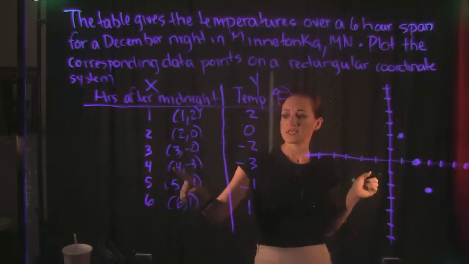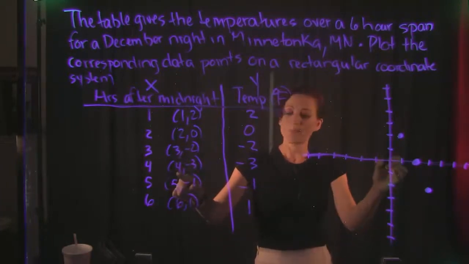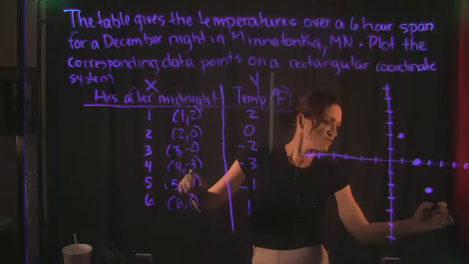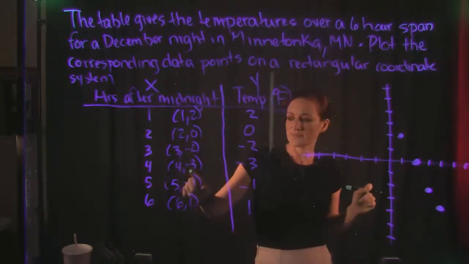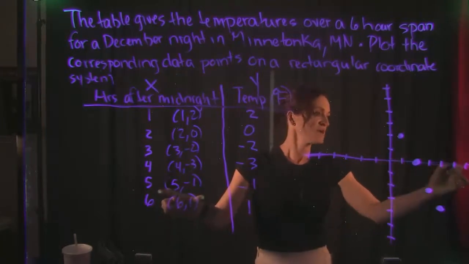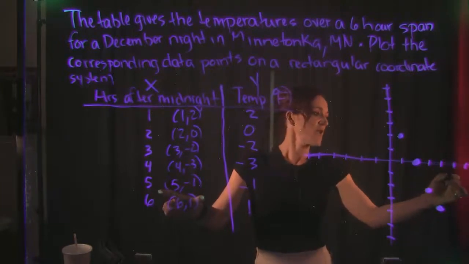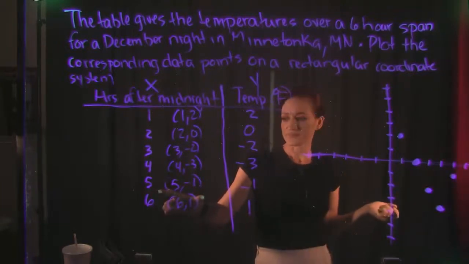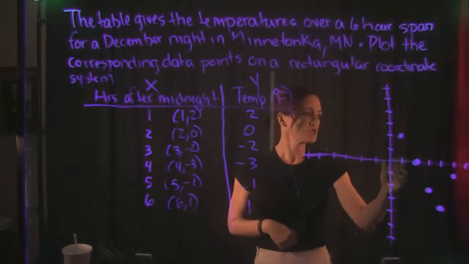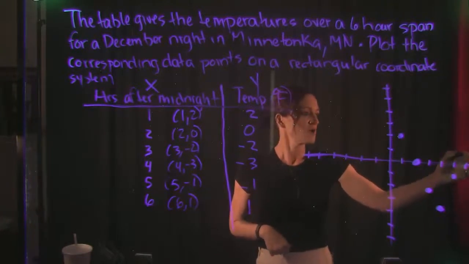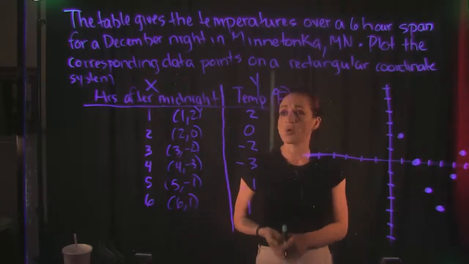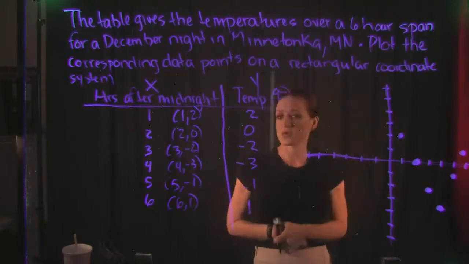Our fourth point is the point (4, -3). So back at the origin, that is a +4, so that means to the right 4, and then a -3, which means down 3. Then we have the point (5, -1). So back at the origin, that is a +5, so to the right 5, and then a -1, so down 1. And then our last point is the point (6, 1). So back at our origin, we're going to go to the right 6, and then a +1 means up 1. Otherwise, that is our corresponding data points on our rectangular coordinate system.